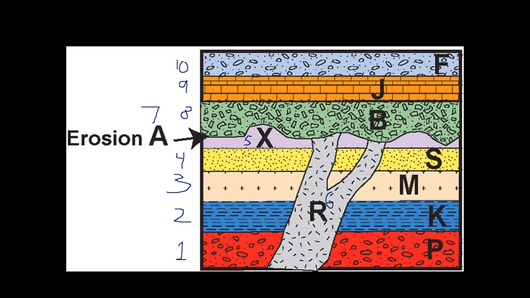When intrusions come through, the lava doesn't just stop at those points, it has to flow over. The fact that most intrusions are extrusive, it would have to go above it. So R is our number 6. Therefore, erosion A is our 7, because the erosion has actually destroyed some of the igneous intrusion. And then B is 8, J is 9, and F is 10.